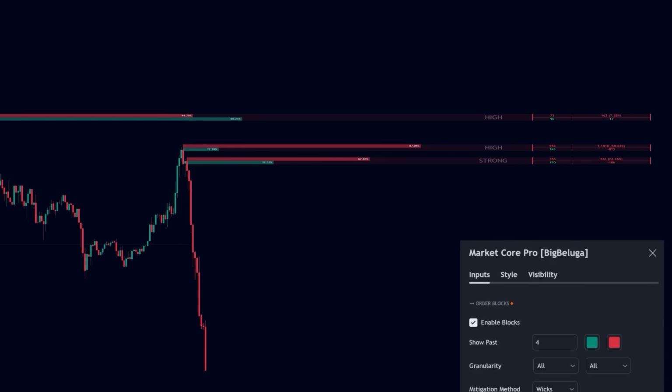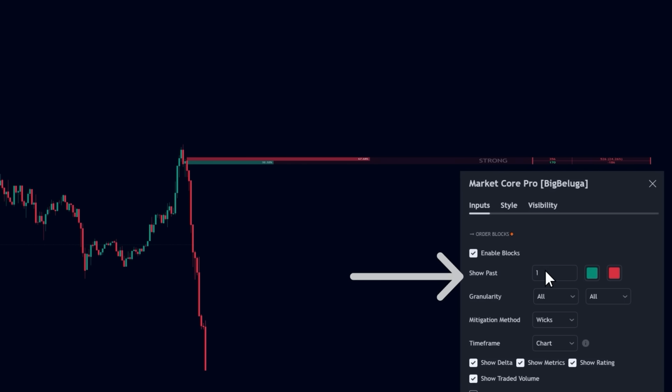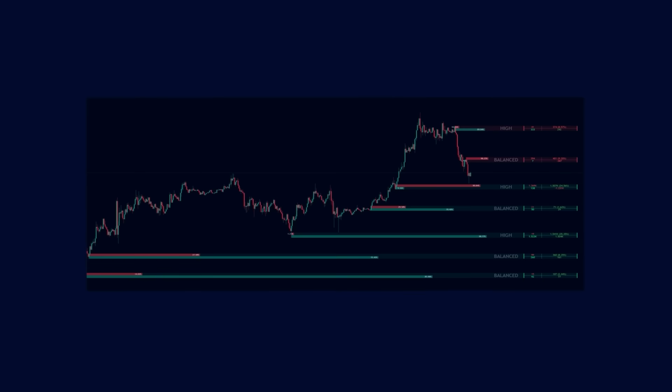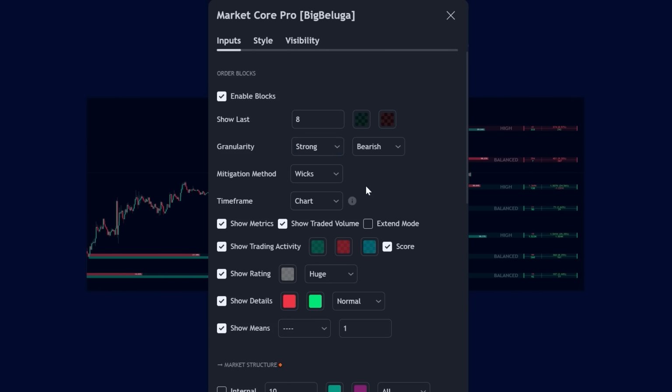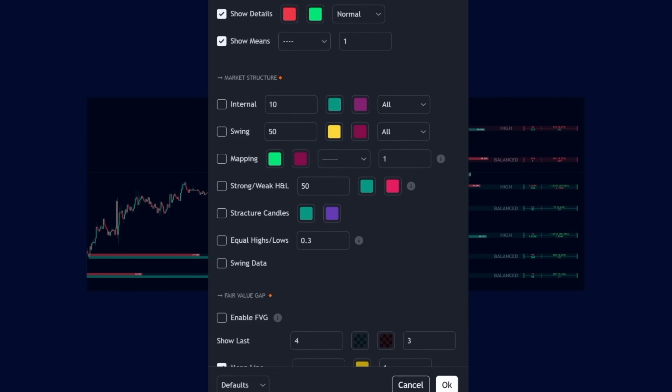Or, if you're looking for a quick analysis, you can reduce the number of blocks shown to focus only on the most recent and relevant data. BigBeluga's order blocks aren't just a feature. They're a comprehensive system for understanding and acting on market dynamics. Use the settings to tailor the tool to your strategy and let it guide you to smarter, more informed trading decisions.